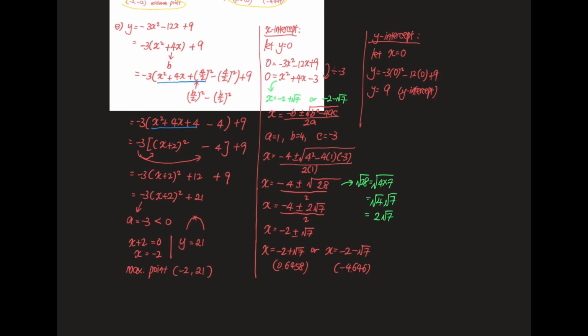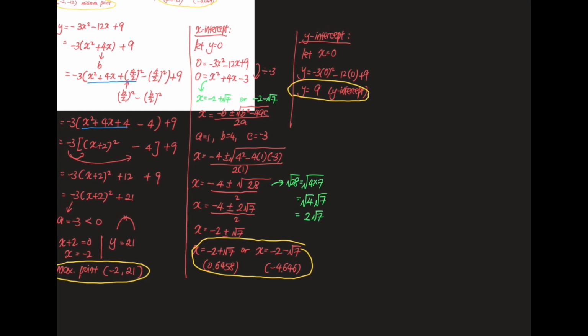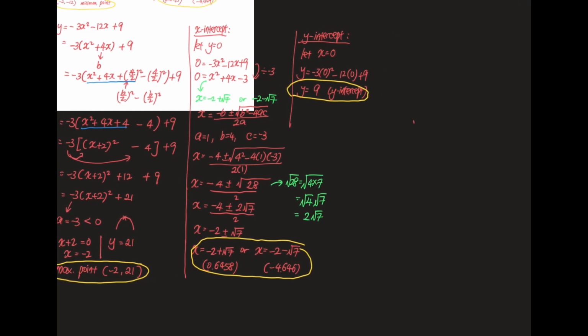And now we can use the three pieces of information here. Let me circle them again. First, we use the maximum point. Second, we use the x-intercept. And third, we use the y-intercept. So we can sketch the graph based on these three pieces of information. I sketch it here.